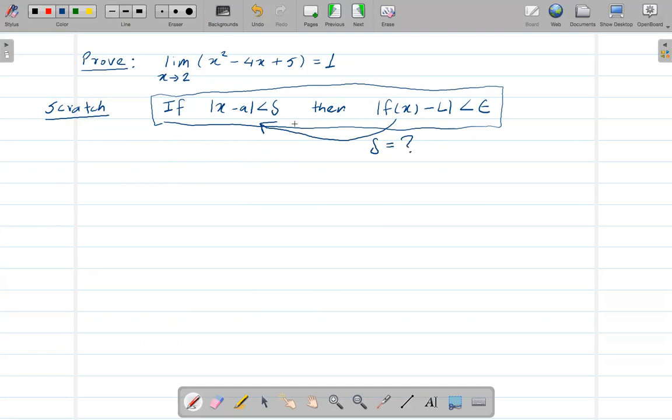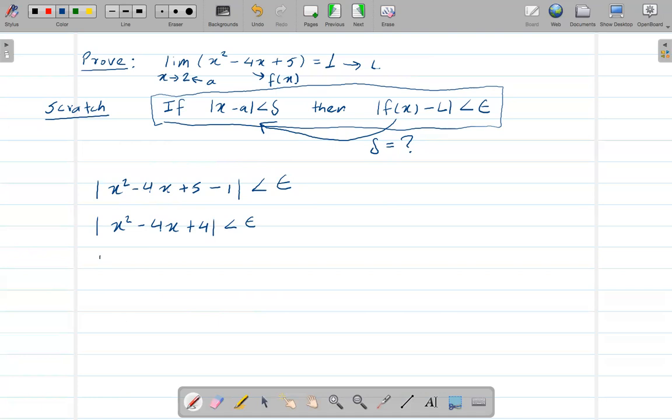So now let's start from here. From this, we can say that f(x) is this whole thing, x squared minus 4x plus 5 is f(x). This is a, and this is L. So starting from here, f(x) is x squared minus 4x plus 5, minus L, which is 1, is less than epsilon. Now from here, x squared minus 4x plus 4 is less than epsilon.